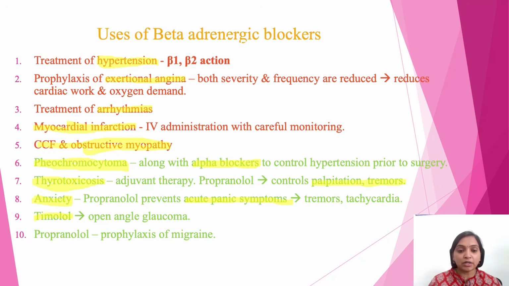Timolol is the important beta blocker which is used in case of open angle glaucoma, because it decreases the aqueous secretion and decreases the intraocular pressure. It is also used as a prophylactic treatment in case of migraine. So this is also one of the non-cardiac uses. So these are the important uses of beta blockers.